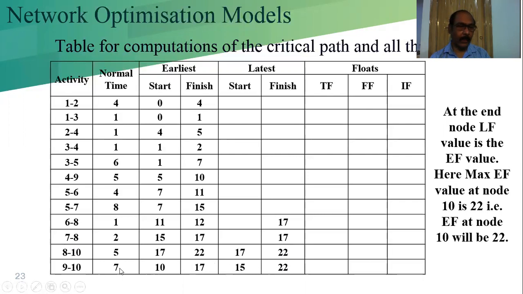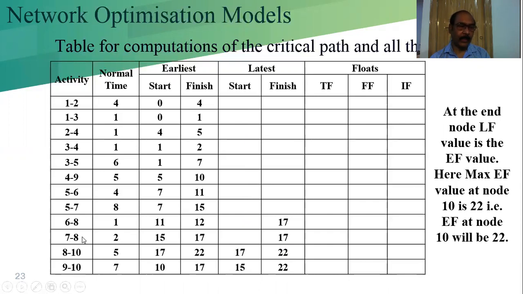So 22 minus our normal time duration, so this would be 15. And in this case, 22 minus normal time duration is 5. So this is 17. Now we have to move backward.